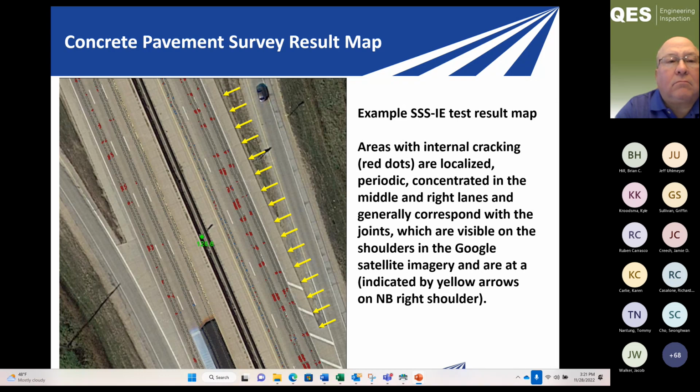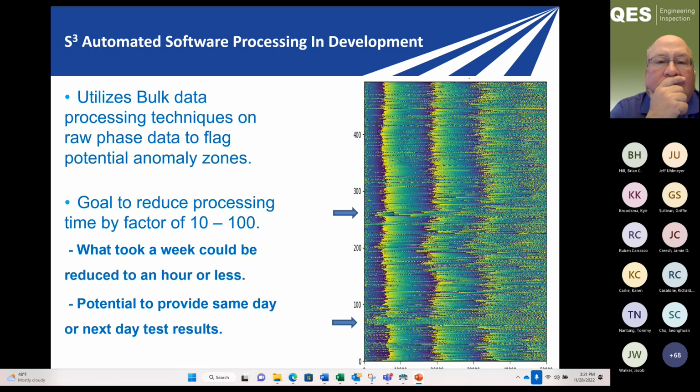And next slide. So going forward with our development, we are still working on trying to speed up the analysis of the SW data. That's our sticking point right now. We have different ideas about how to do that. We would like to reduce the processing by a factor of 10 to 100.